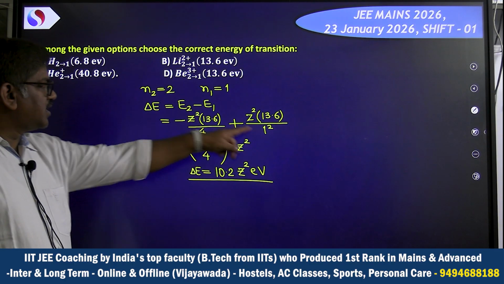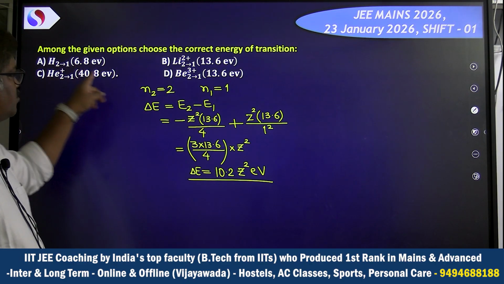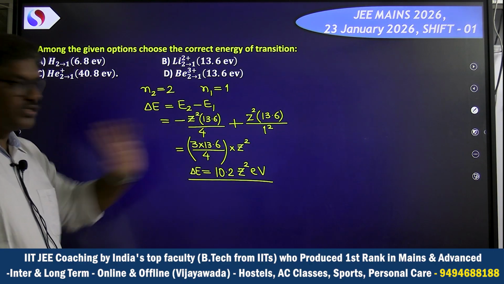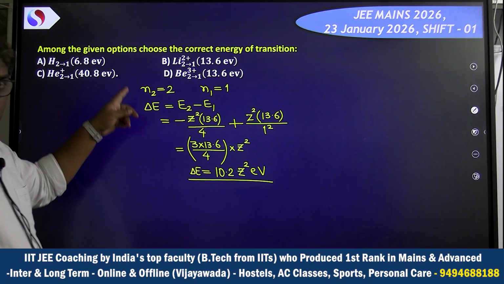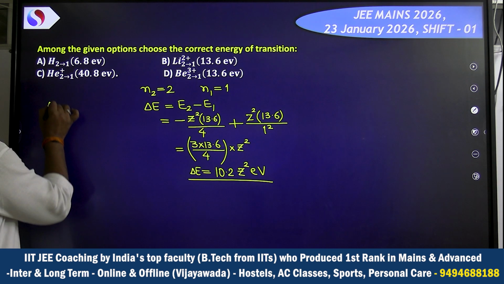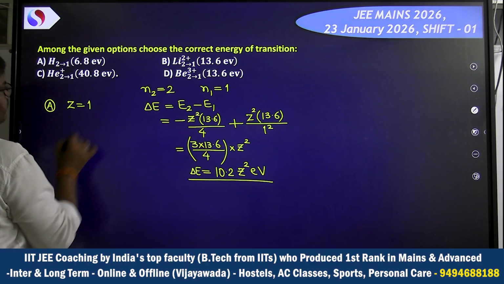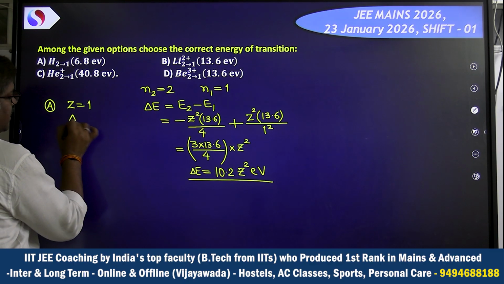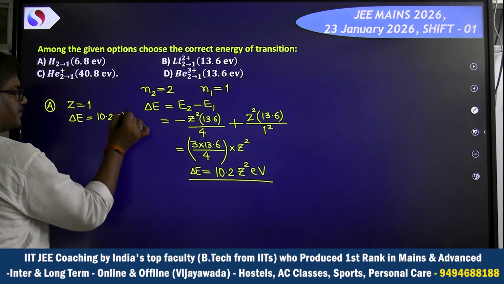Why did I fix the higher orbit and lower orbit? Because in every case I have seen that it is 2 to 1. So you don't need to do this calculation again and again. You just have to put the different value of Z for the cases and you can do your calculation quickly. So let us say if I am talking about part A, it is hydrogen. Hydrogen means Z equals 1 only. So that means your delta E is going to be 10.2 EV for the first case.